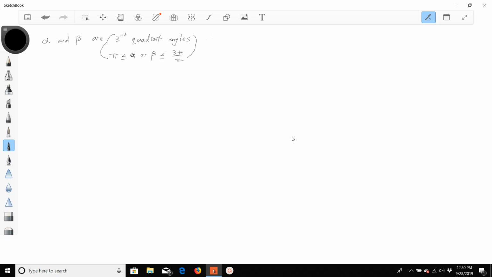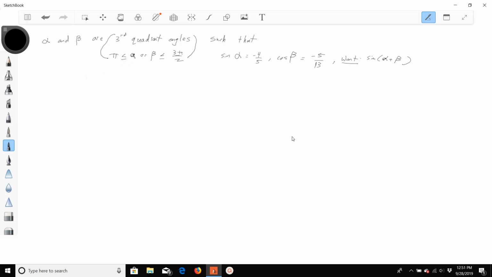Okay. Such that sine of alpha is negative 4/5, and cosine of beta is negative 5/13. We want sine of alpha plus beta. That's what we want. We want sine of alpha plus beta, given all this is true.